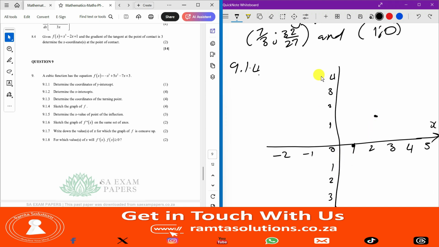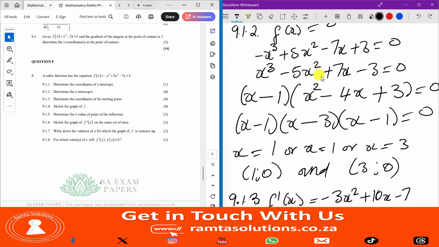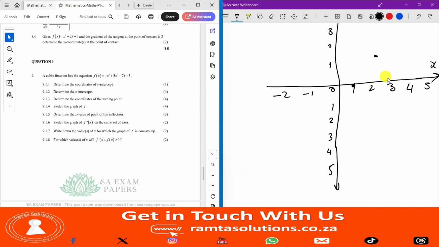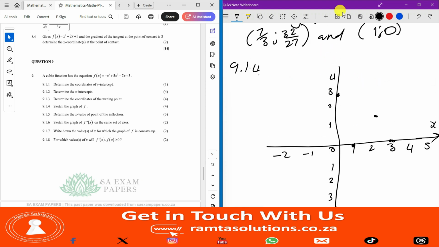And then what was the other x-intercept? The other x-intercept was (3, 0). So this was ending with a frowning face. Okay, cool. And then our y-intercept was 3. So it was here. So now how we plot it will be like this. Okay, it'll be like this.